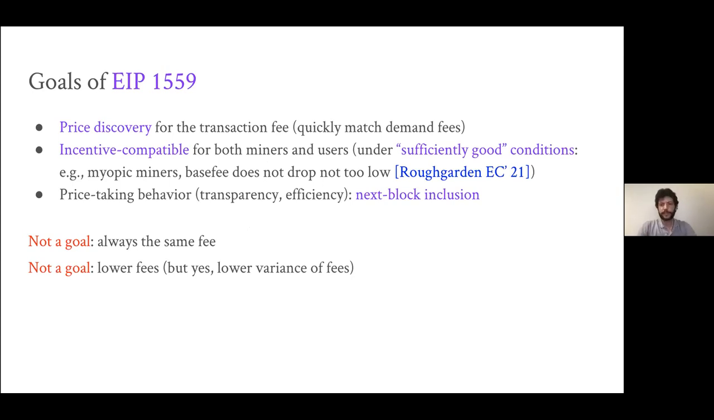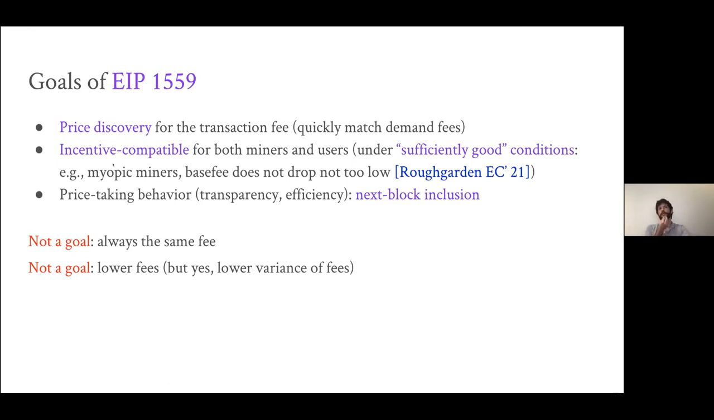So having established these parameters, let's try to figure out what the actual goals of this mechanism are. The goal of this mechanism is effectively to do price discovery for the transaction fee, to figure out how much demand there is in the current network, and set it high enough so that you only include the users whose true valuations are above this correct base fee.